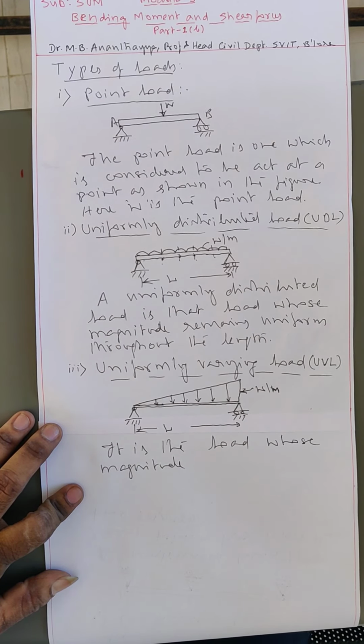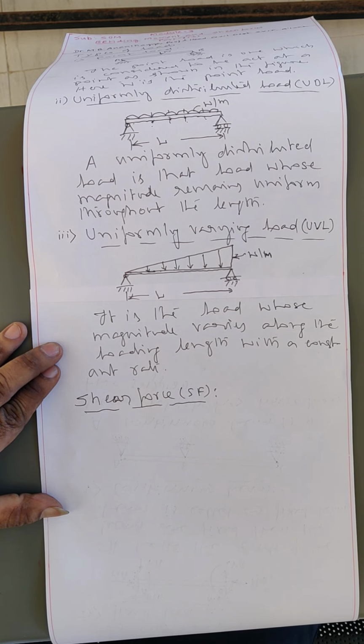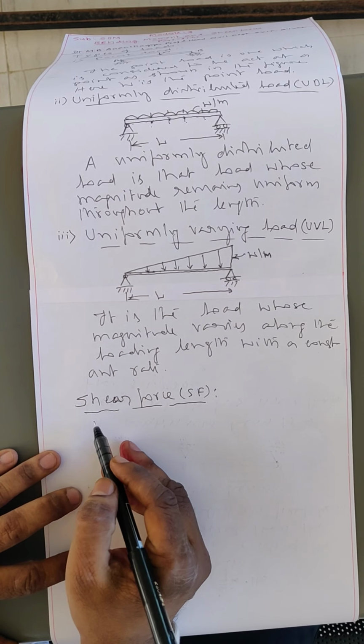Now we will see some definitions. First, the definition of shear force, represented by SF. What is shear force? It is defined as the algebraic sum of the vertical forces acting at any section of the beam, to the right or left of the section. We will see this calculation of shear force in the problems also.